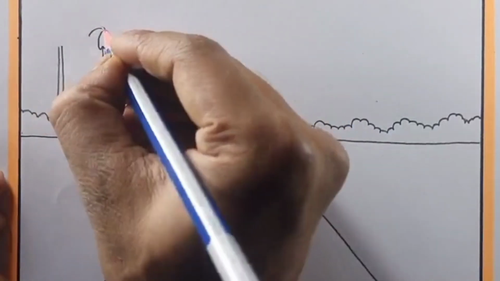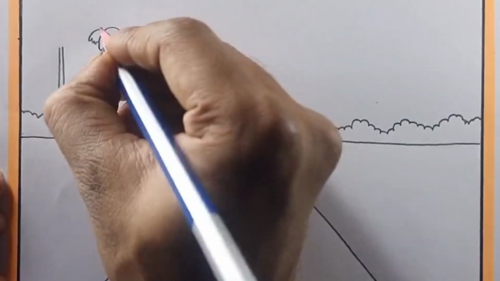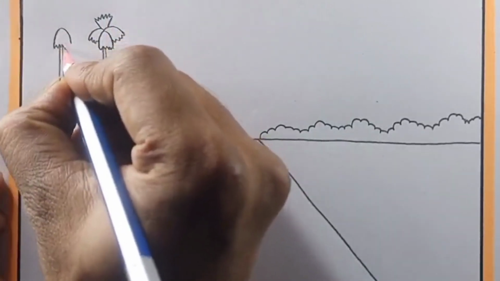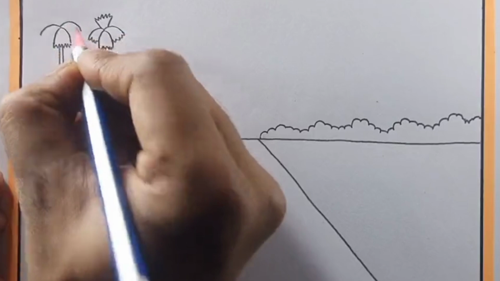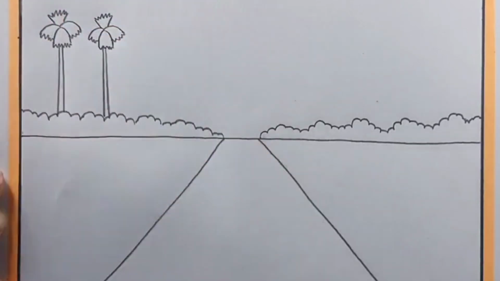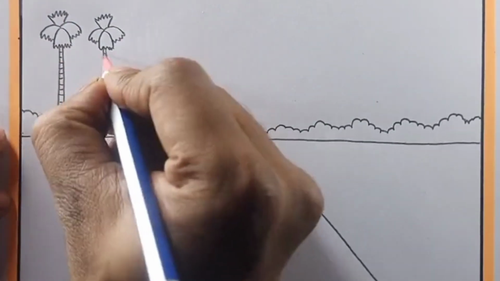Step number 2. Sketch the basic structure by drawing simple shapes for the village houses. Most houses in a village can be drawn as a rectangle or square with triangle tops. Add a few more shapes to create variation. Some houses might have a rectangular or square body with a sloping roof.